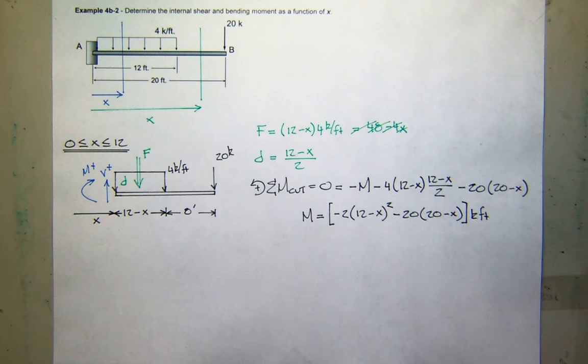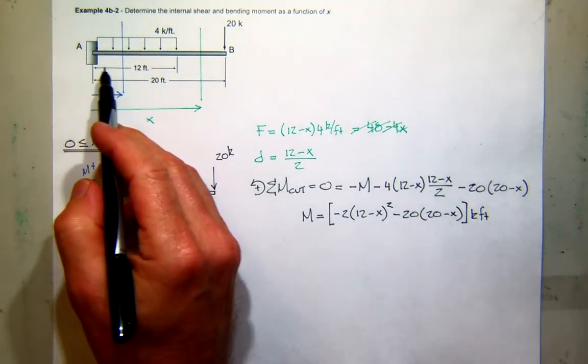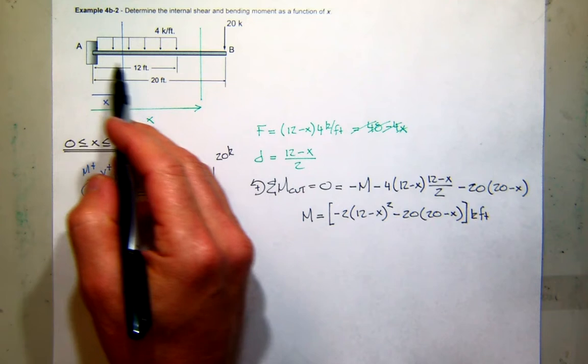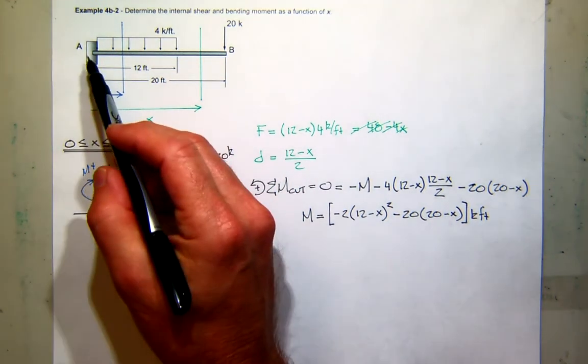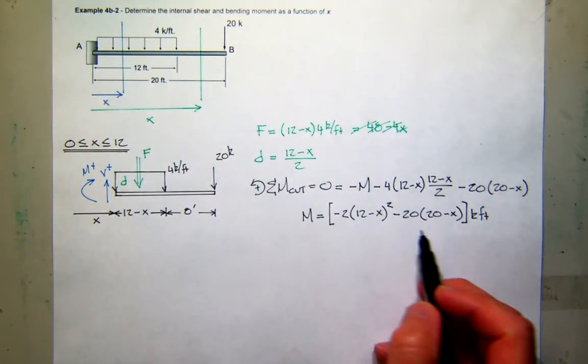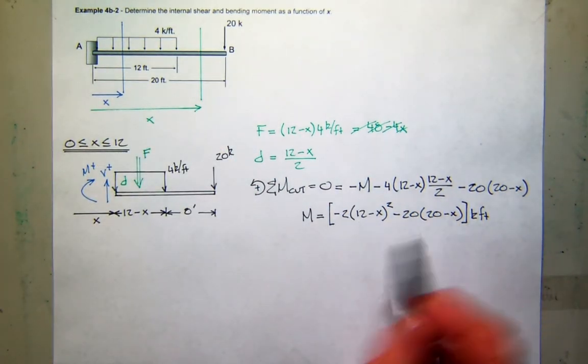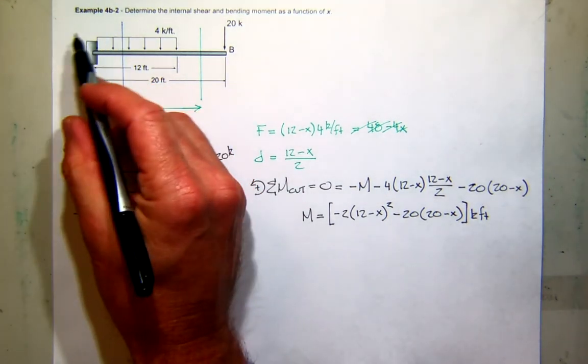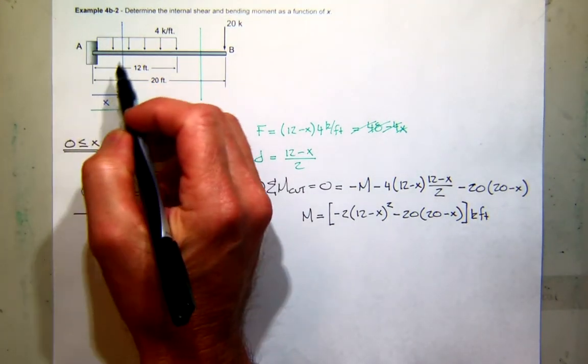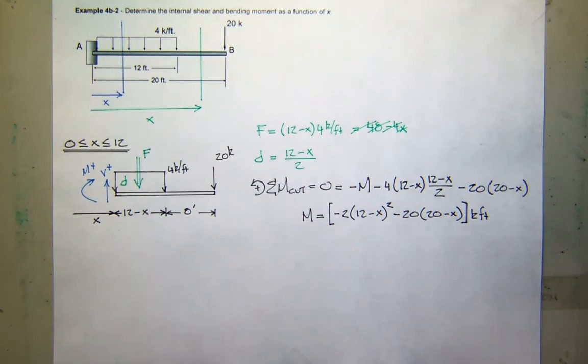Now, how can I check that? Do I know the moment anywhere between 0 and 12? Right now, the answer is no. If I had the reaction moment, then I could check this equation at x equals 0 and it would match. So I don't have that. So that's one disadvantage of not going ahead and getting your reaction moments. You don't have anything to check with right now.